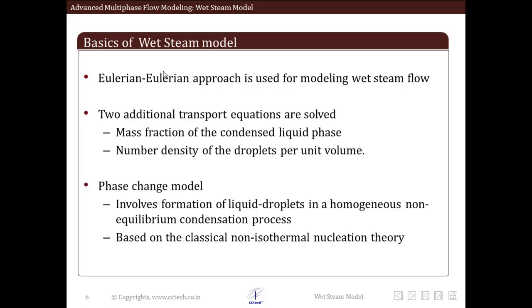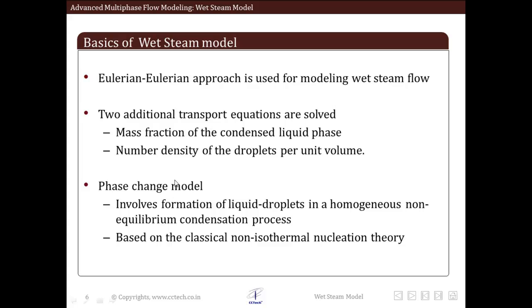In addition to the Eulerian equations, two additional transport equations are solved. One transport equation is solved for the mass fraction of the condensed liquid phase, and the other transport equation is solved for the number density of the droplets per unit volume. These are the two additional equations solved in addition to the Eulerian equations.